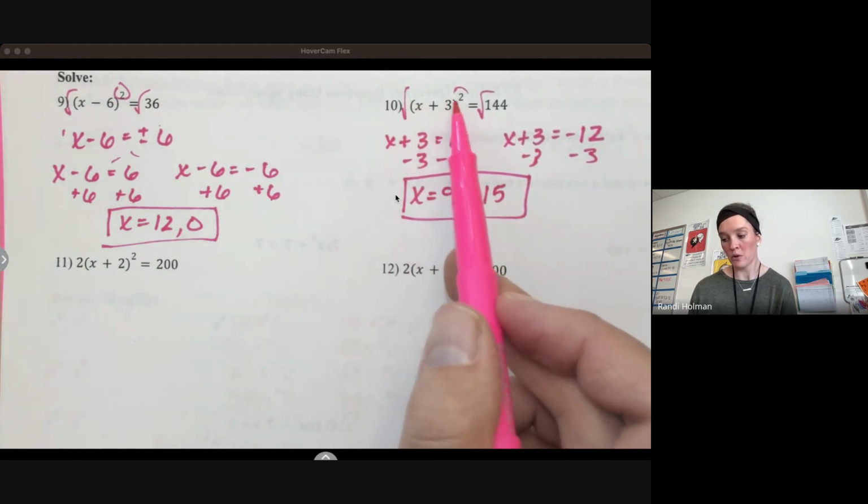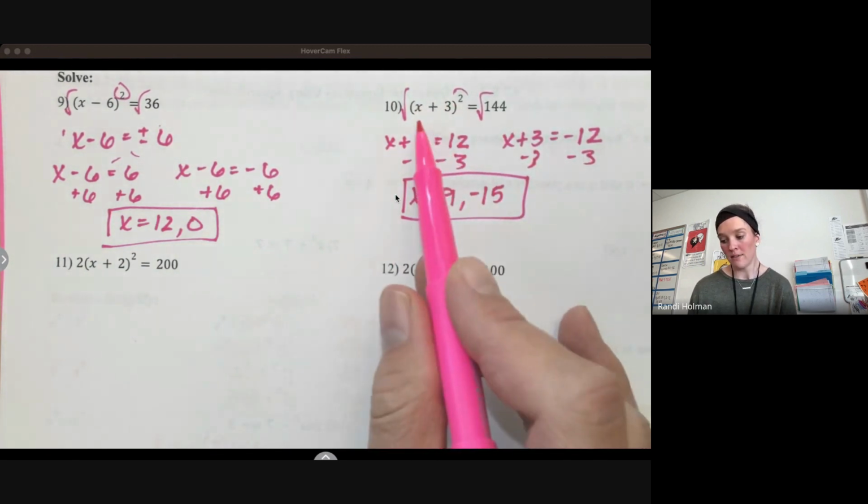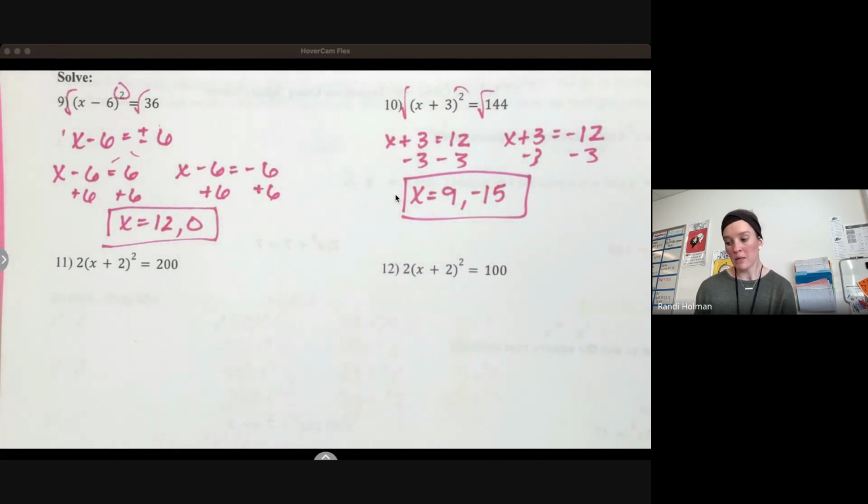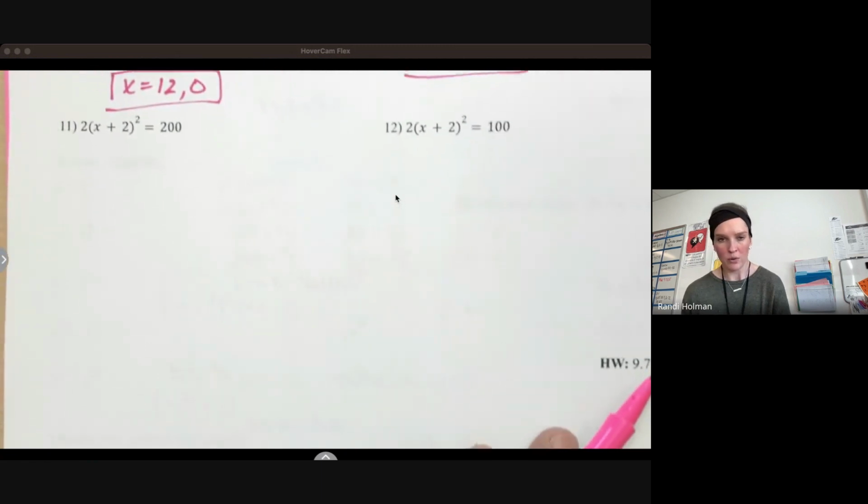9 plus 3 is 12. 12 squared is 144. Negative 15 plus 3 is negative 12. Negative 12 squared is 144. So check and make sure your answers work back in your initial equation.